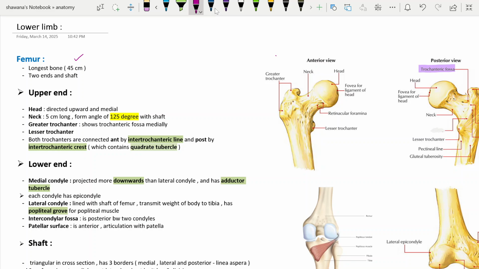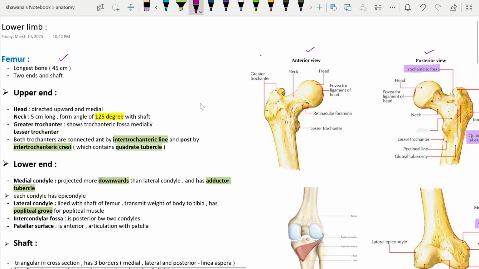So let's see. This is the anterior view and this is the posterior view of the femur. Okay. So the upper end consists of the head. Head is directed upwards and medially. Medially means that it is directed towards the midline of the body. The neck is 5 centimeters in length and it forms an angle of 125 degrees with the shaft of the femur.